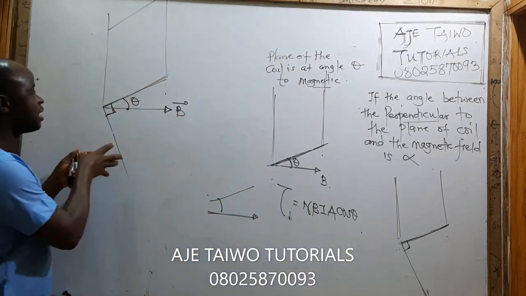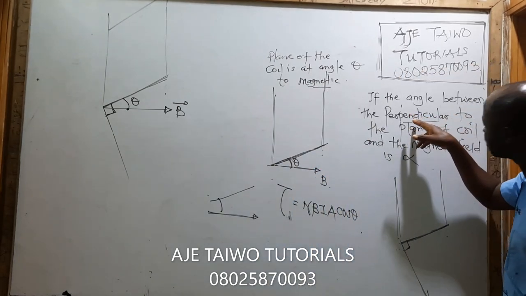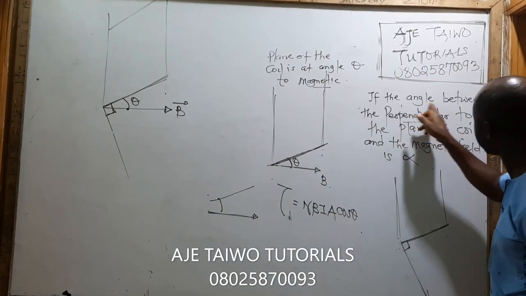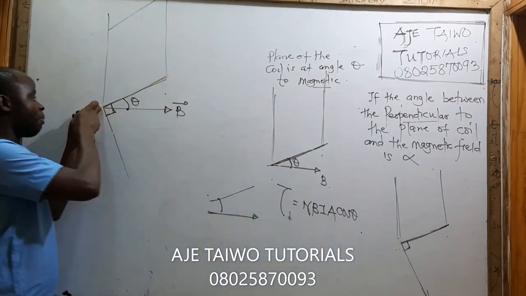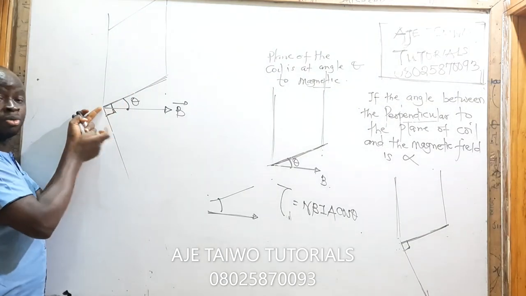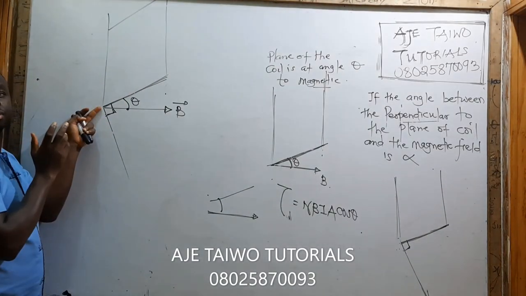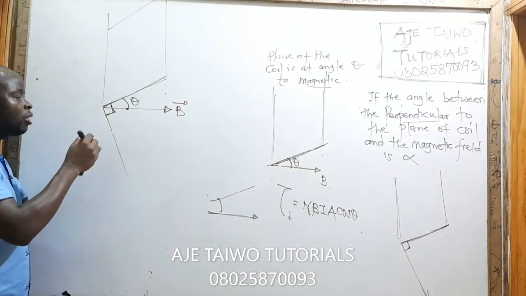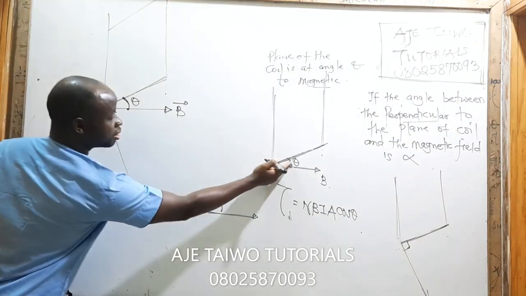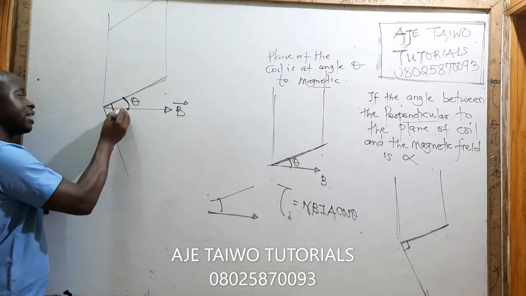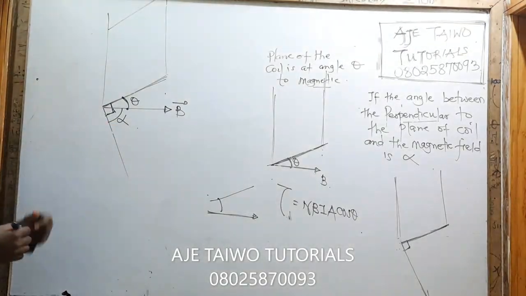Now, the third case is what? The angle between the perpendicular to the plane, I mean, a perpendicular. Where is that? This is the plane. This is called the perpendicular to the plane, which means a line making an angle of 90 degrees with the plane. You can see, the angle between the field and the plane is still theta. The angle between this and this is now what? Alpha.